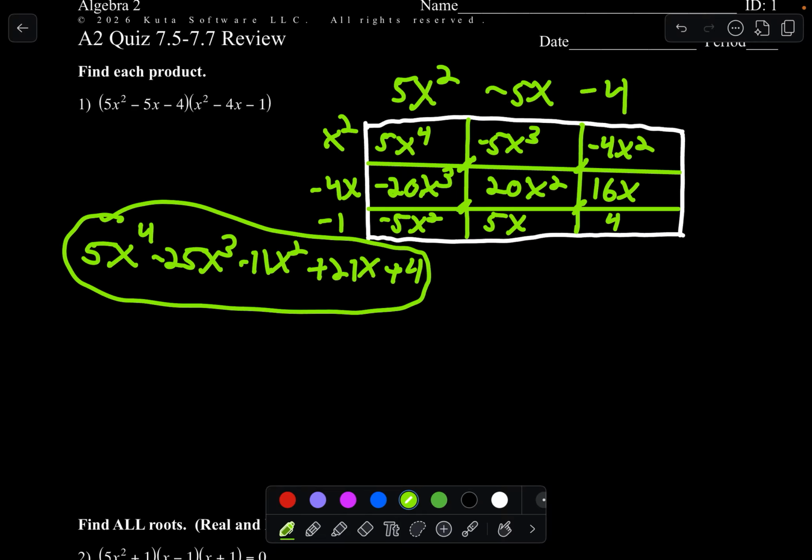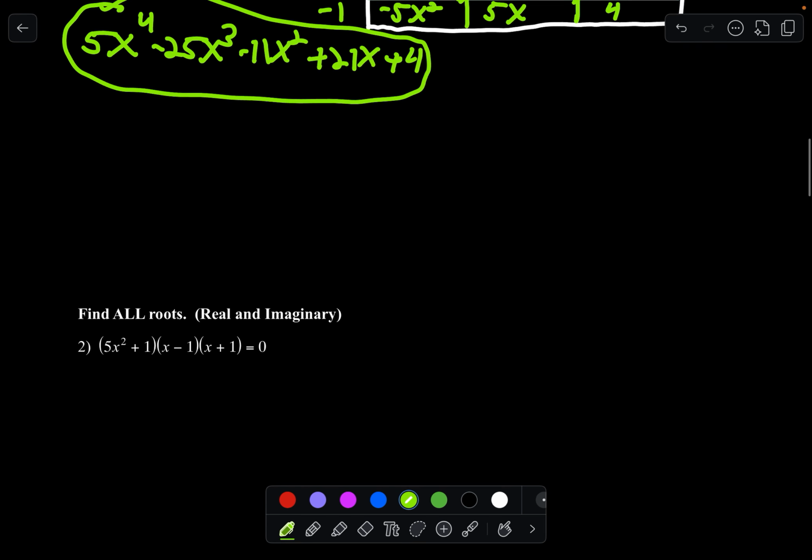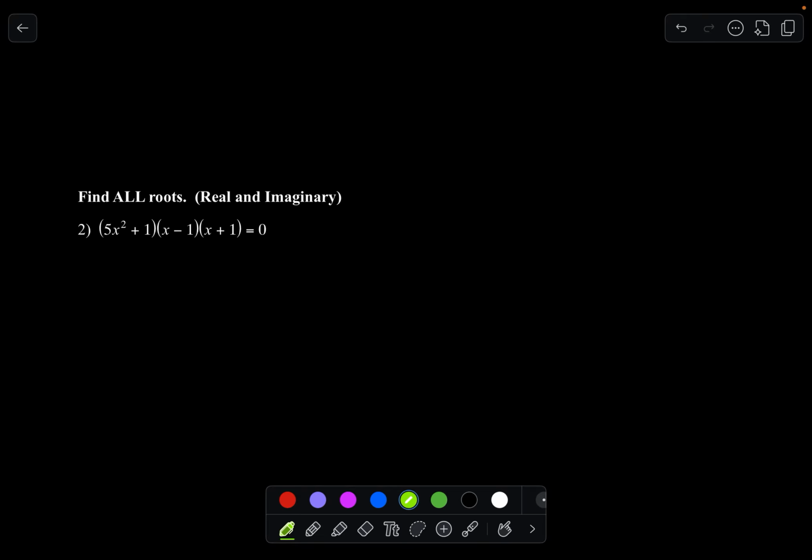So we multiplied 2 trinomials together, and we had to use a 3-column and 3-row box to do that. But it's pretty straightforward once you do that. On question 3, this is a polynomial in factored form, and they're asking you to find all roots, imaginary and real. Okay? So you just set each factor equal to 0 and solve.